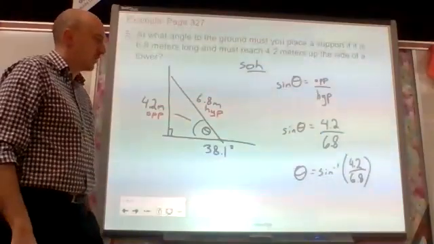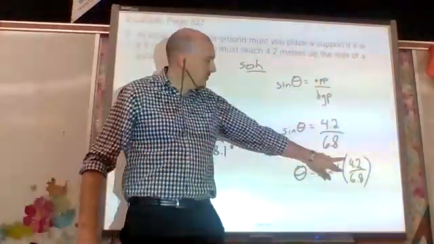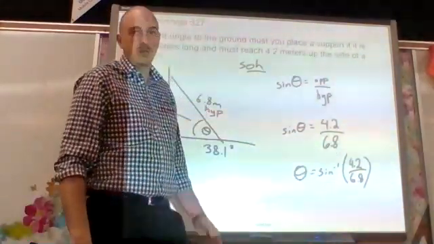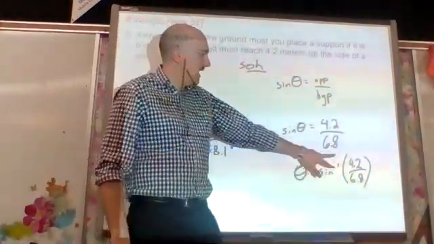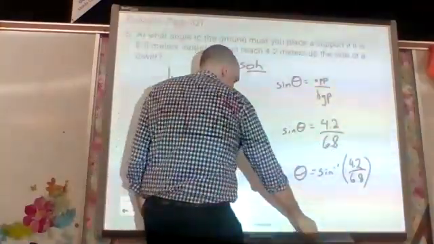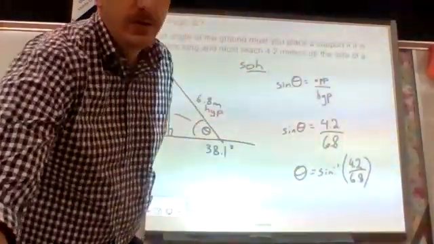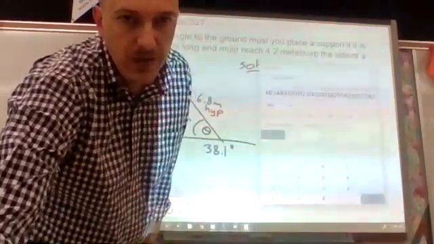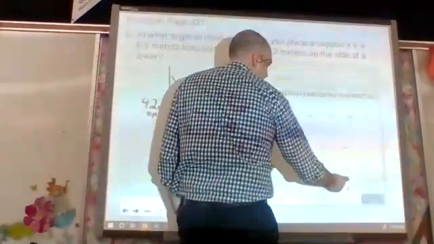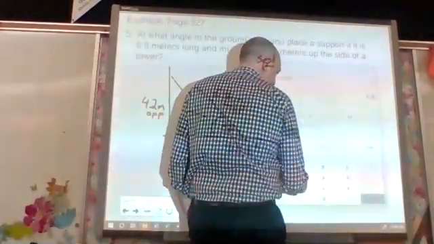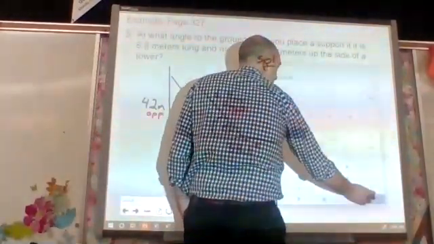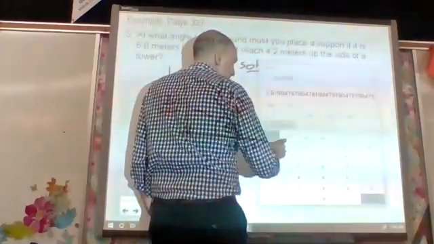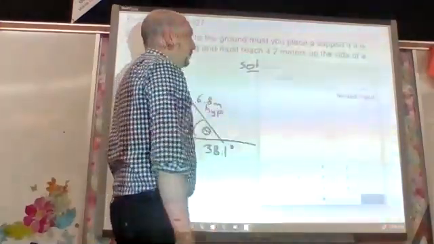For the most part, if you did the opposite, 6.8 over 4.2, I believe your calculator will give you an error because you would then have a number larger than 1. Just try it on your own as well, because you'll want to know if your calculator will throw that error at you. 6.8 divided by 4.2 equals, trig, sine inverse. Invalid input.